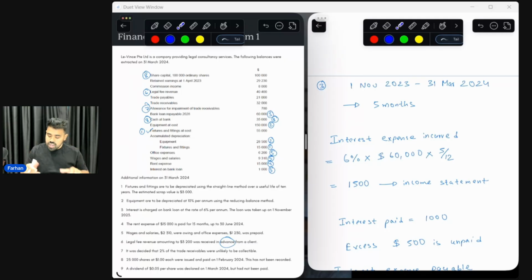We simply take the annualized rate of 6% that has been given to us, multiply it with the loan amount of $60,000. Where did we source this information from? Here, when you scan through the list, you will see that we've got bank loan repayable in 2028 of $60,000. And you can see I've included point number 3 here. So that $60,000 multiplied with 6%. And then we are multiplying an additional 5 over 12.